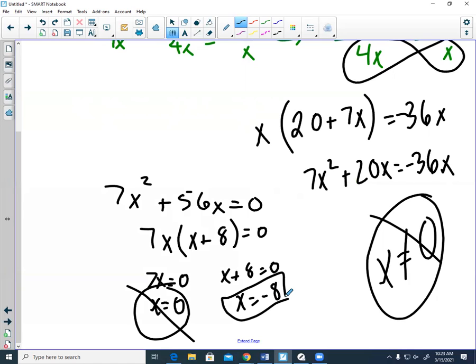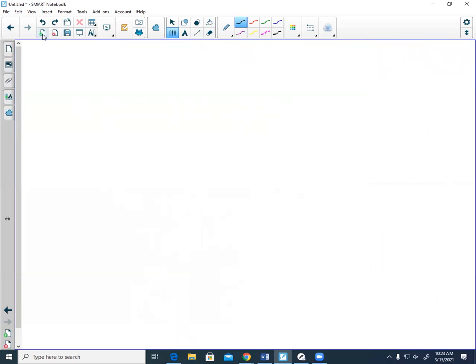Okay? So let's go through one more that's a little bit more challenging. That's going to be a little bit more of a problem. So let's say that we have 4x plus 1 over x plus 1 equals 12 over x squared minus 1.